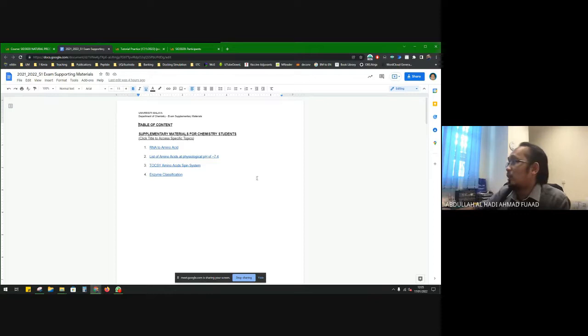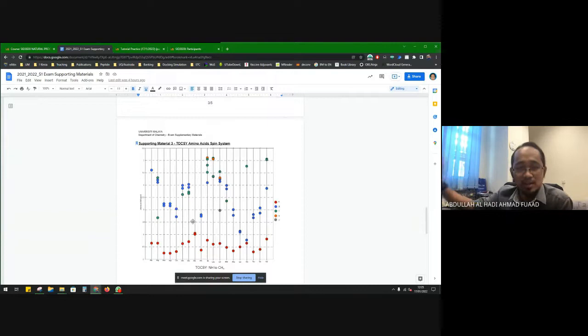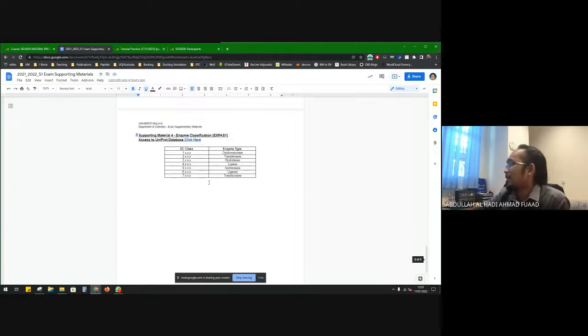In the Google document you have a list of, for example, amino acids, or even the structure of the amino acids. This one is for a different course, but I just put it there. A toxi for the amino acid spins, and this one is for enzyme classification. Meaning that you don't have to memorize the enzyme classification, such as what type of enzyme EC1 is. So I put the general information here.